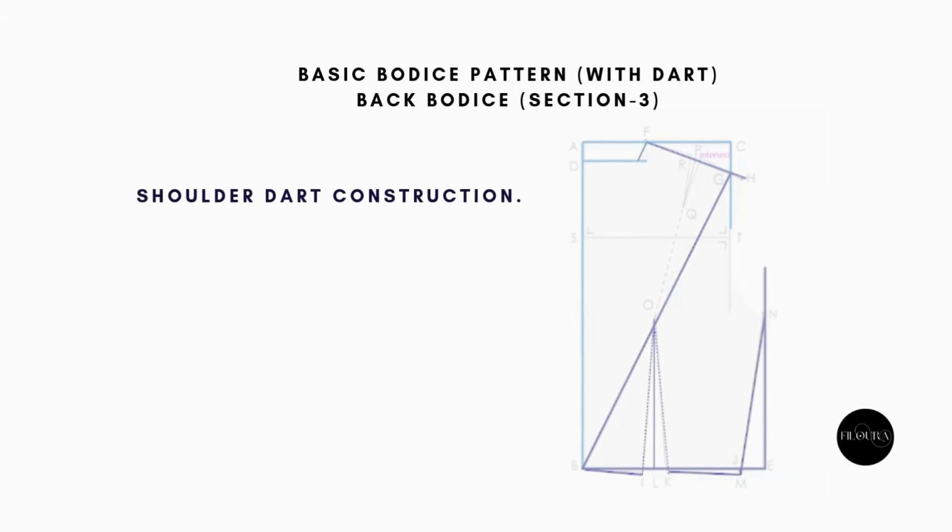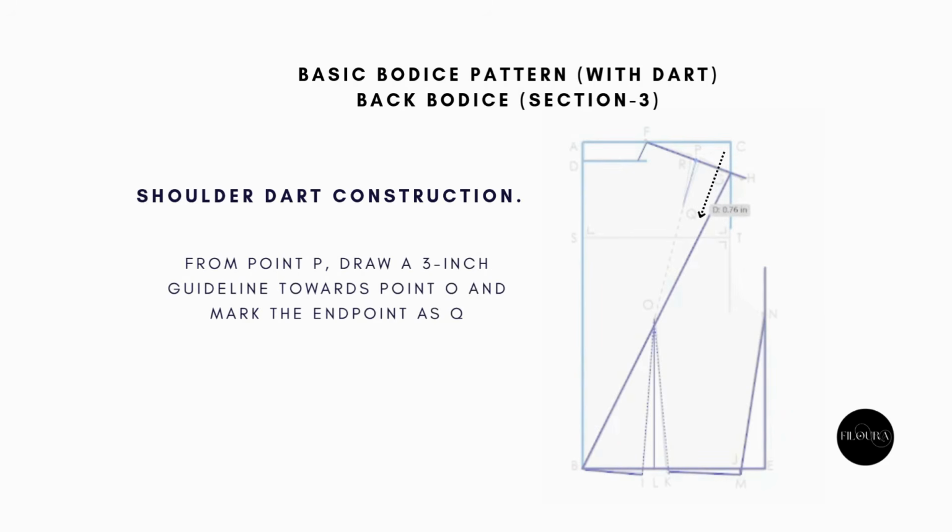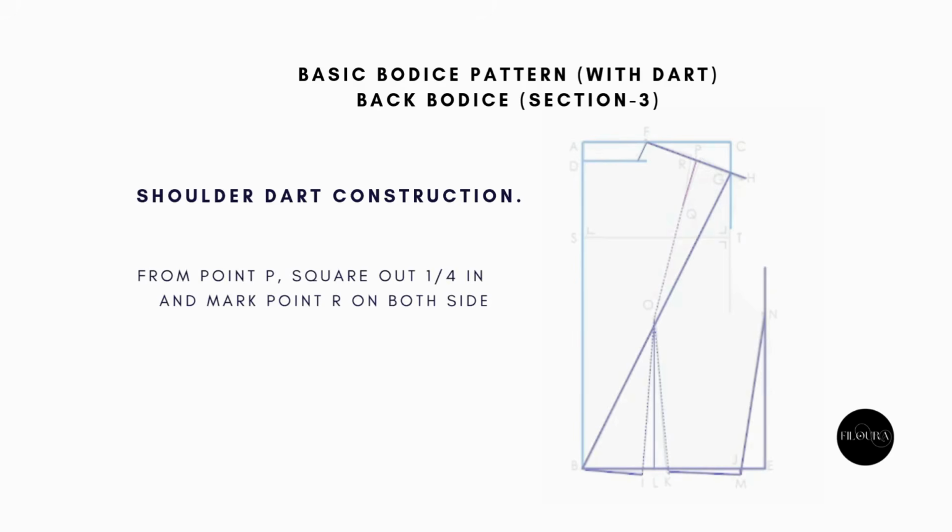This creates a smooth, balanced waistline after the dart is stitched. Now let's create a shoulder dart. Mark P as the midpoint of F to H. From point P, draw a 3-inch guideline towards point O and mark the end point as Q. You may draw this as a dotted line as it is only a reference line indicating that the shoulder dart is directed towards the apex. From the point P, square out 1/4 inch and mark the point as R on both sides.